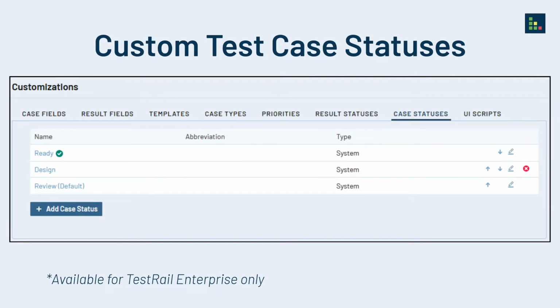The green check mark indicates this is an approved status, and the default status has the word default next to it in parentheses. And as I mentioned, you can add and remove any test case status that you need to, as long as you leave one approved and one default status.